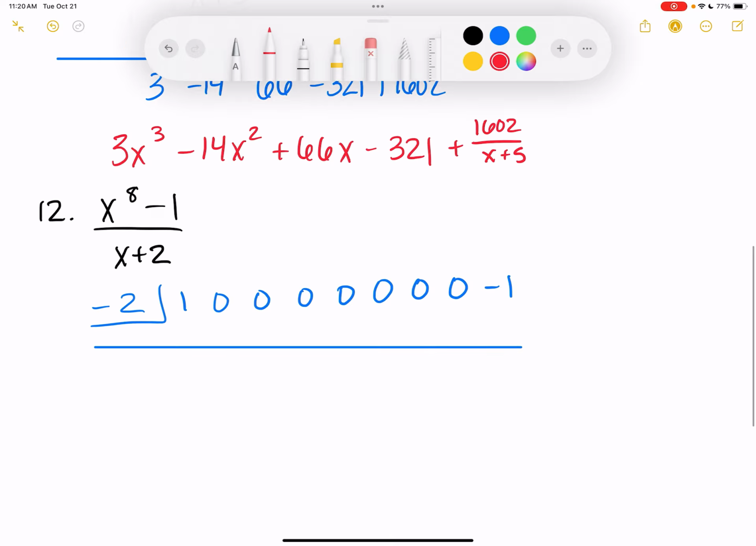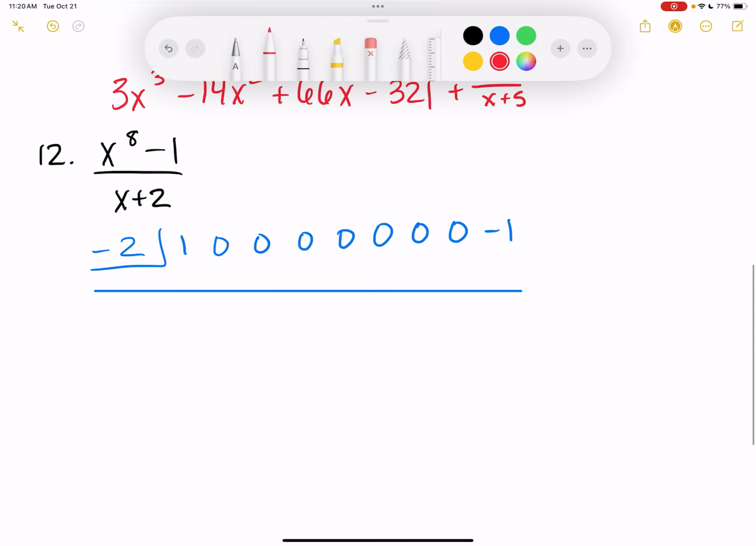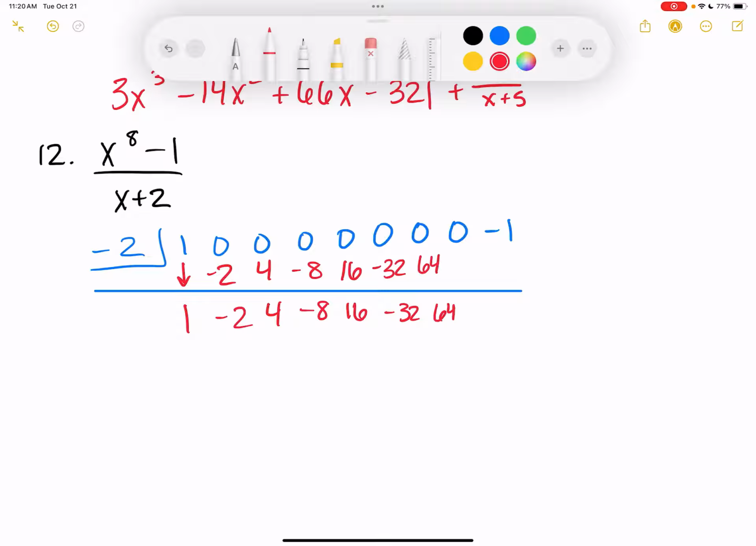All right, so bring down the 1 times negative 2 is negative 2. Obviously, all these are zeros, so negative 2 times negative 2 is 4. 4 times negative 2 is negative 8. Negative 8 times negative 2 is 16. 16 times negative 2 is negative 32. Negative 32 times negative 2 is 64. 64 times negative 2 is negative 128. Negative 128 times negative 2 is positive 256. 256 minus 1, 255.